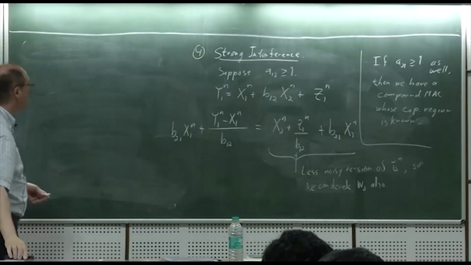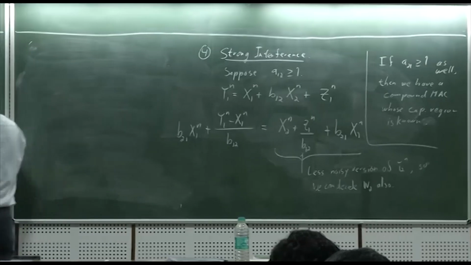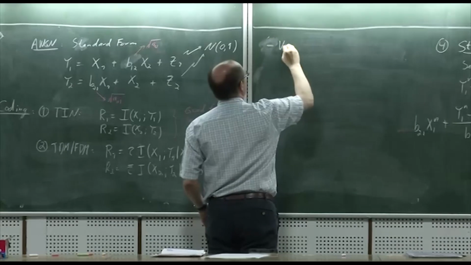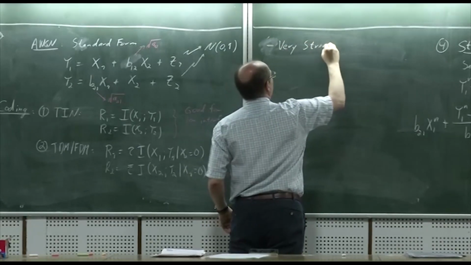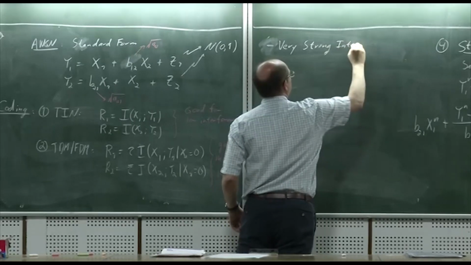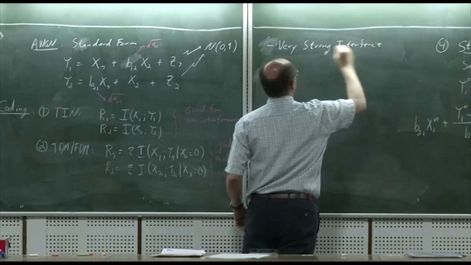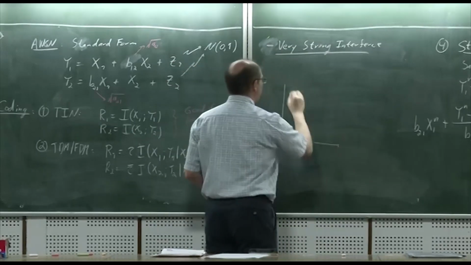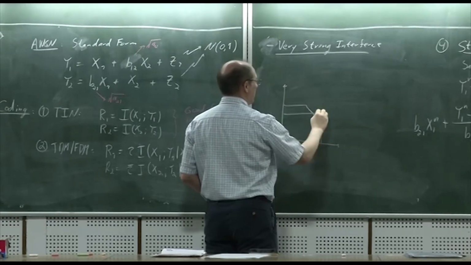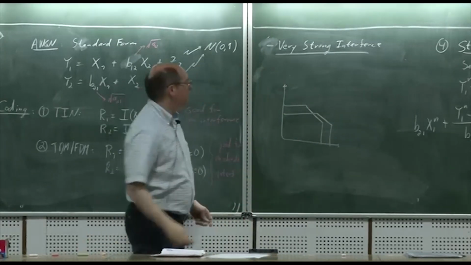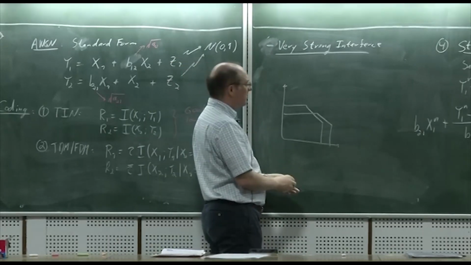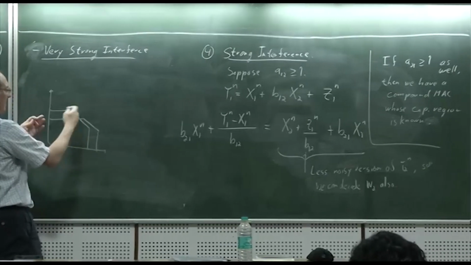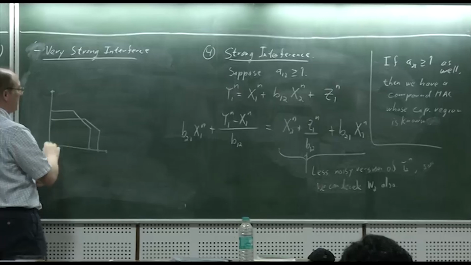Now, let me tell you the difference. This is called the very strong interference case that Carleial studied in an early paper. The idea here is that for strong interference, like for the compound MAC I showed, you get an intersection of two MAC regions. But if the interference gets even stronger, then it turns out the intersection will become a rectangle.